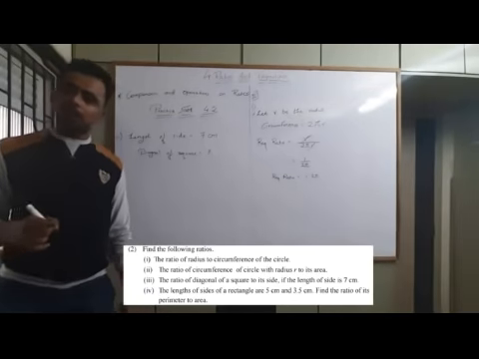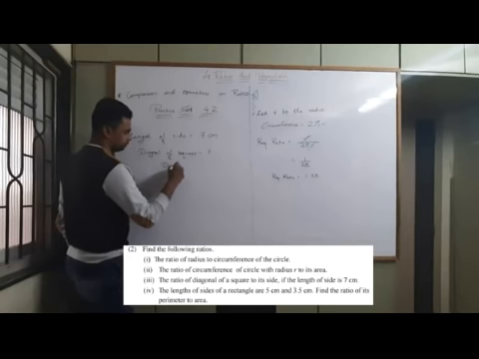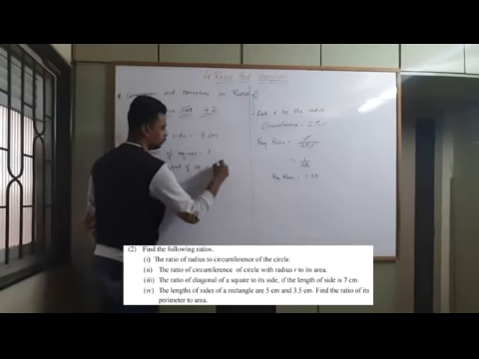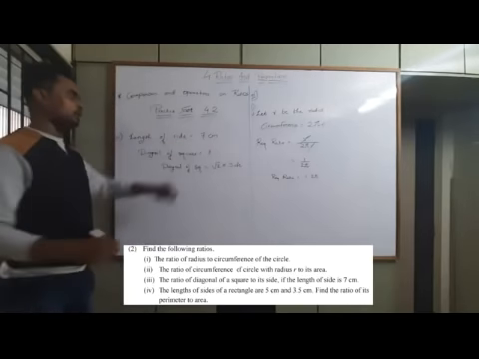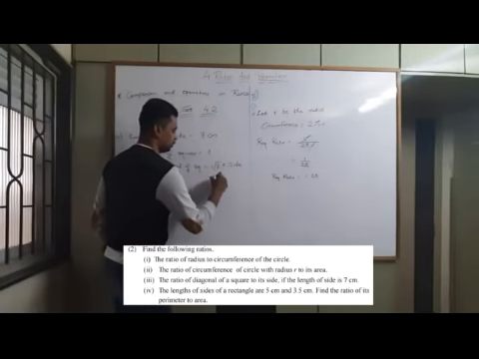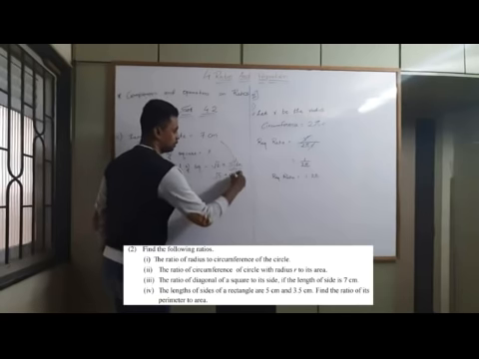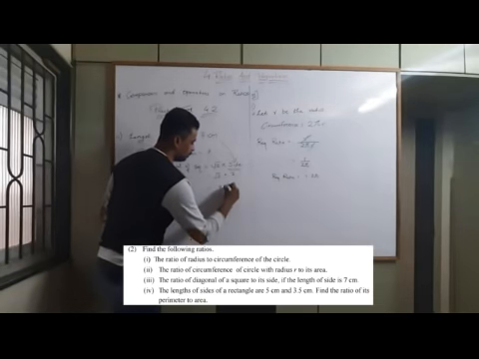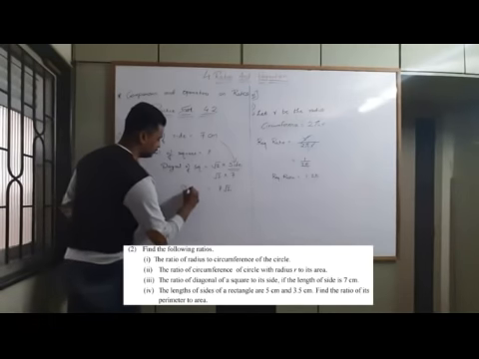But we know we have a formula for the same. Therefore diagonal of square is equal to root 2 multiplied by side. We already know the side is 7. So root 2 into 7, which will give me 7 root 2. This is the value of diagonal.